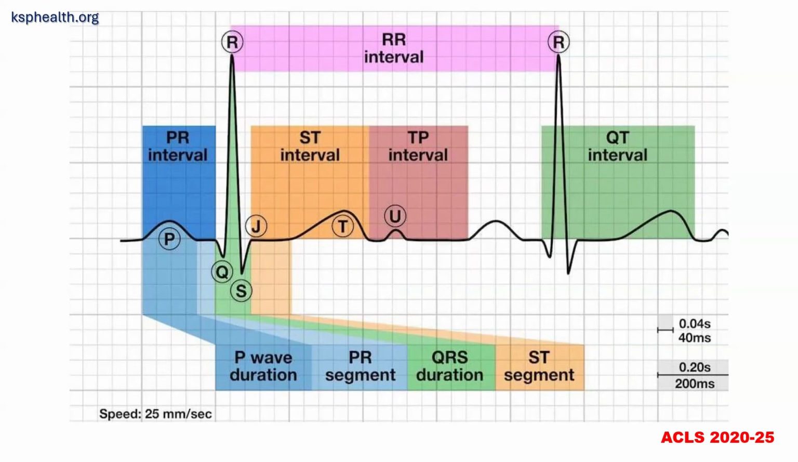Even though this looks very rudimentary, it's a very important concept to get in. The ST segment is the end of the S wave to the start of the T wave. The ST interval is the end of the S wave to the end of the T wave, and the RR interval is between two R waves. The QT interval is the start of the Q wave to the end of the T wave. These are the important things: QT interval, PR segment, P wave duration, ST segment.